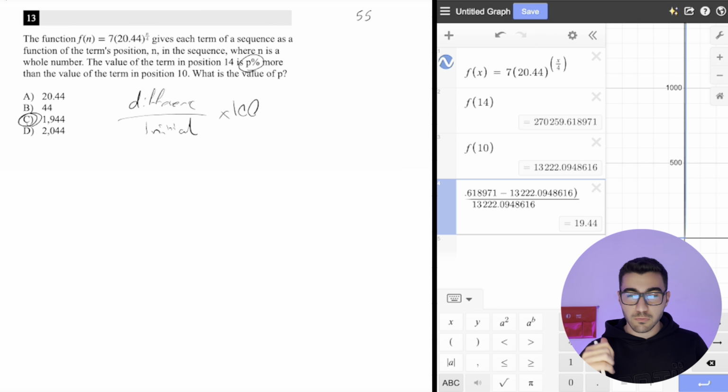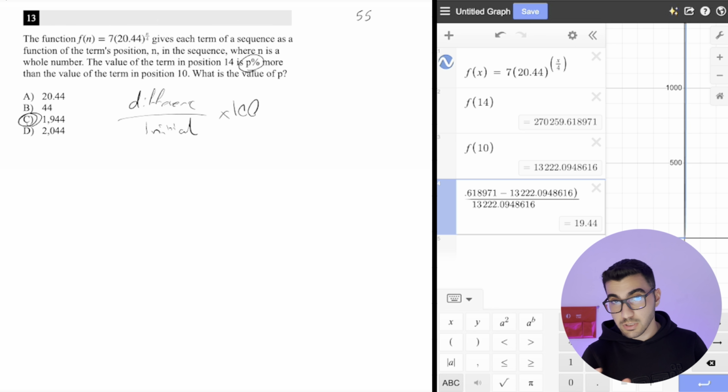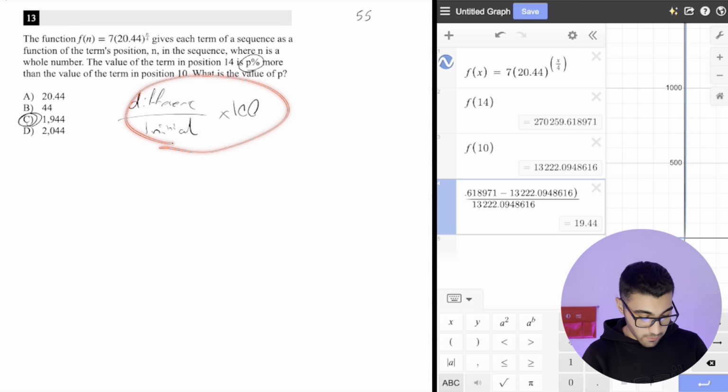So what we just did was divide 100% by 100, you get 1, then add 1. So now you do the opposite. If you got 20.44, you want to do minus 1 first, you get 19.44, then times 100, you get this. If you didn't get it, that's fine, you just do it the way that I did.